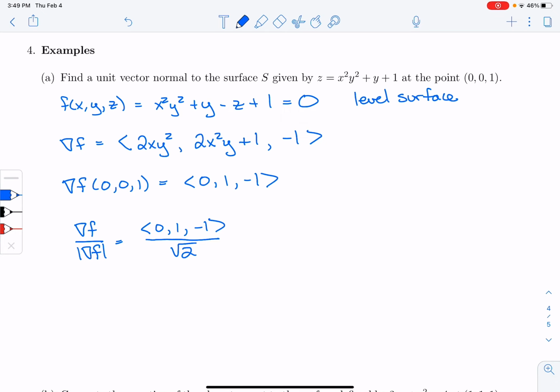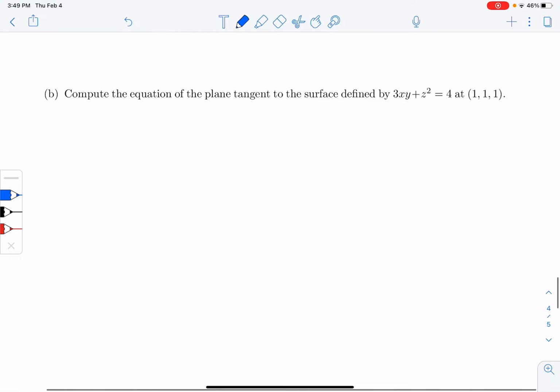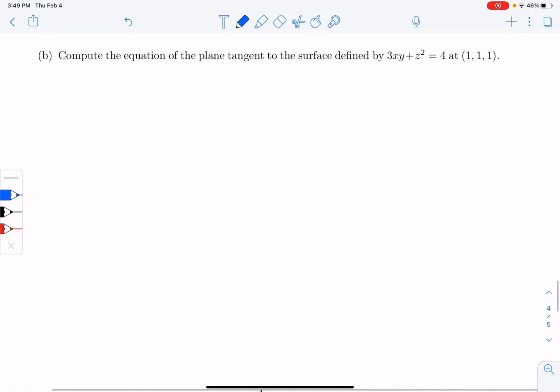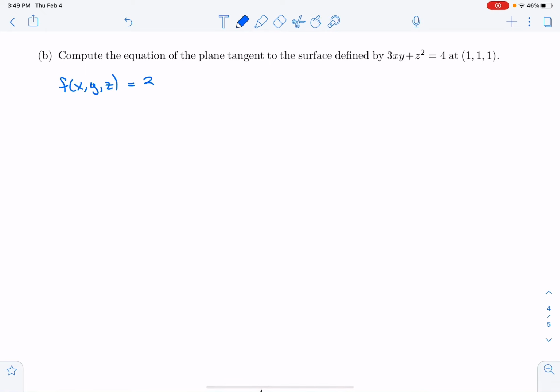Let's look at a second example. Let's compute the tangent plane to the surface defined by 3xy plus z squared equals 4. So this is already implicitly defined, and we want to do that at the point 1, 1, 1. So that's our function. f of x, y, z is going to be 3xy plus z squared, and then we set that equal to 4 so that it'll be a level surface.